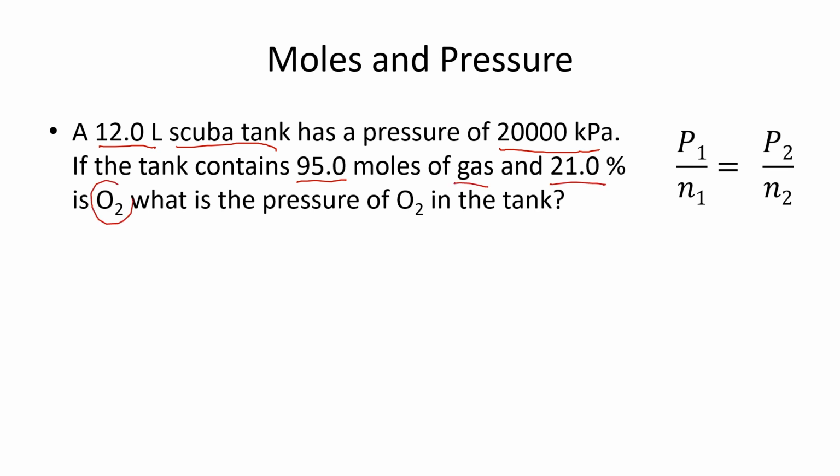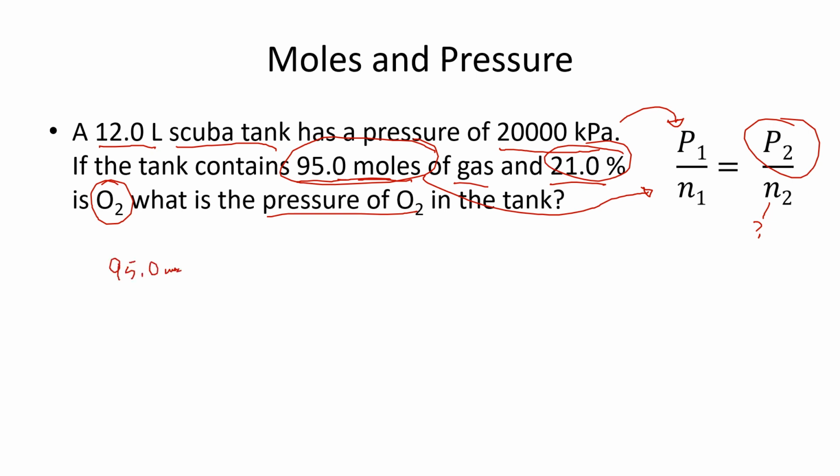21% of those are oxygen, and so we want to know what the pressure of just the oxygen part is in the tank. So what we can do is, we know the total pressure and we know the total moles. So our initial pressure is this one, or our starting pressure, and our number of moles is this one here. It goes here. We're looking for the pressure of the oxygen, this one. And the last piece of the puzzle is the number of moles of the oxygen. We know that air is 21% oxygen or thereabouts. So let's take 21% of these moles.